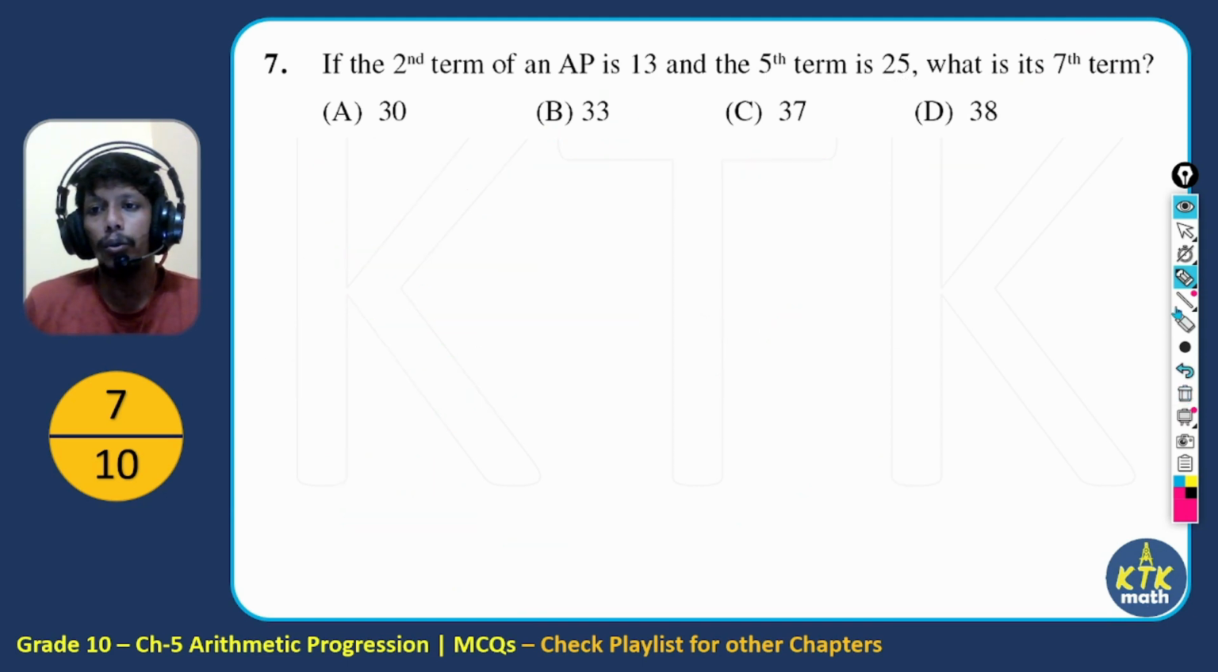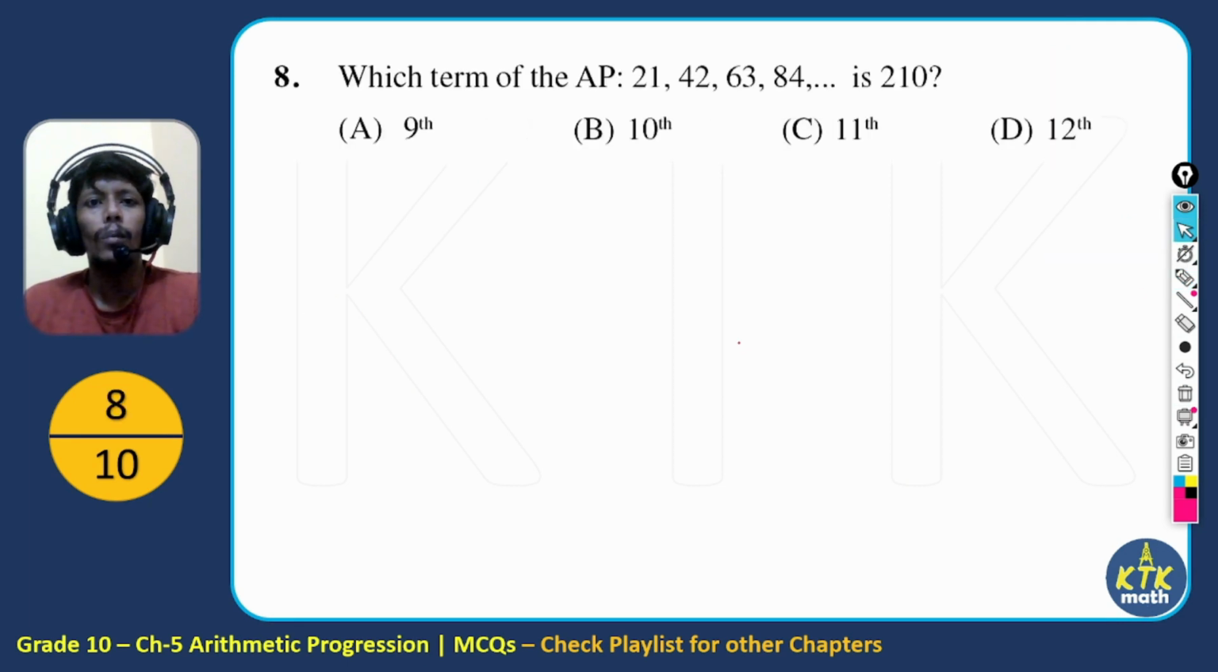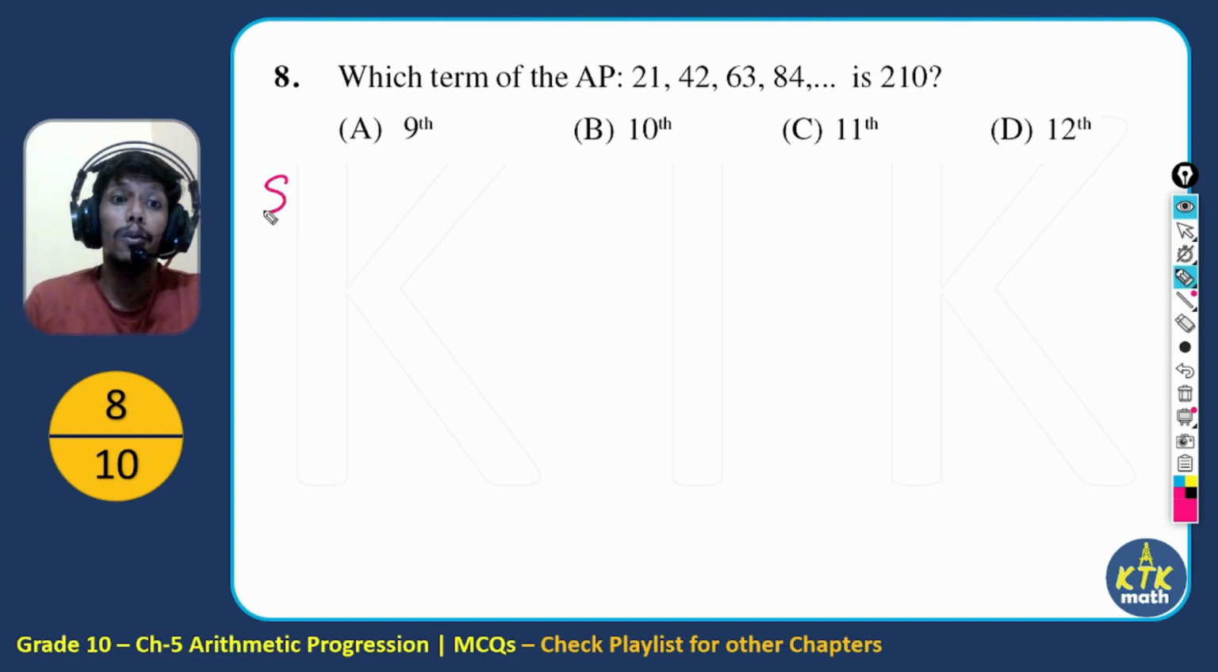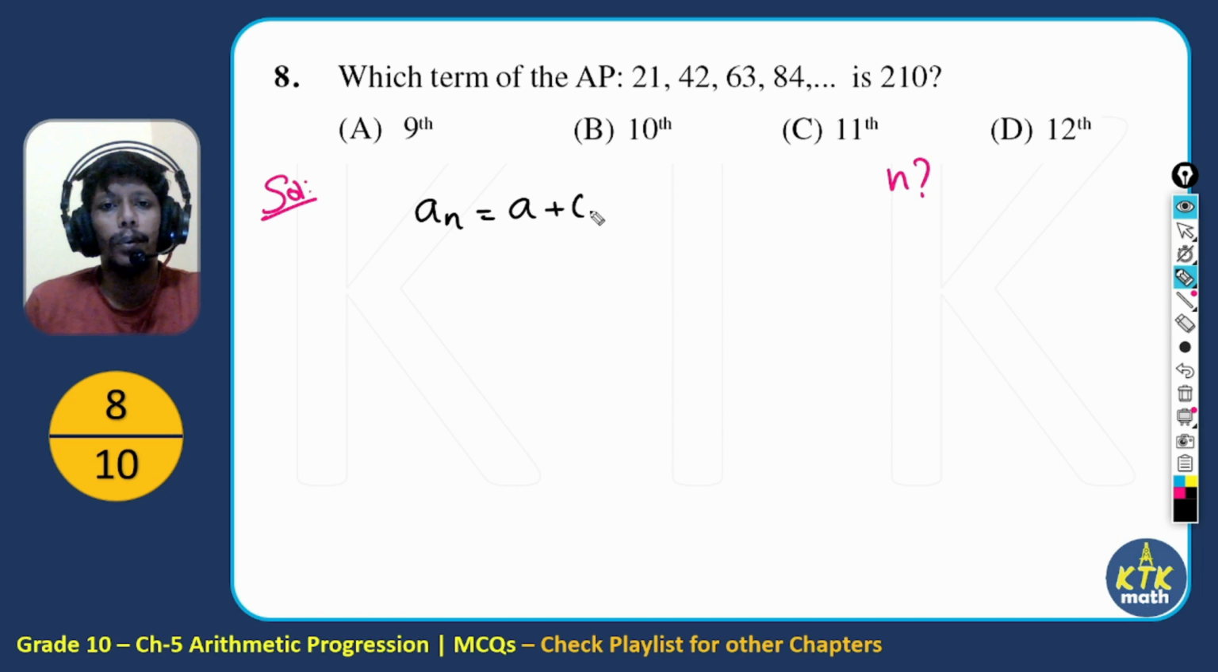Next, let us go to question number 8 now. Which term of the AP is 210? Now this time they gave some particular value and they are asking the position of 210, which means what? They are asking the n value here. Okay, so what I can write is, write down the formula. An is equals to A plus n minus 1 times D. So An is 210, A value is 21, plus n minus 1. What is the D value?